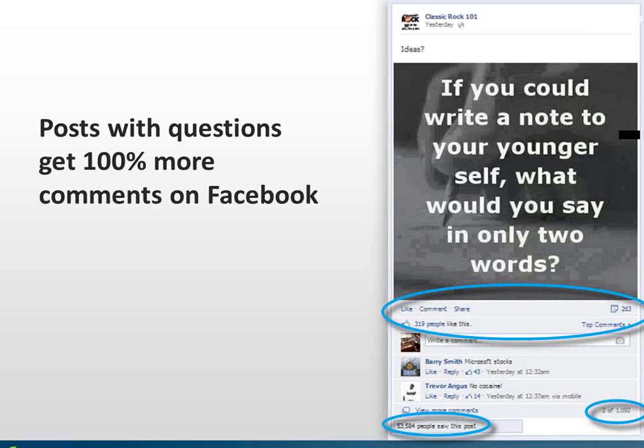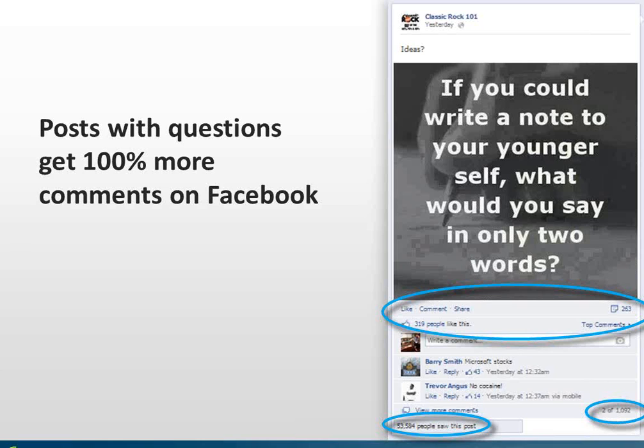Another more obvious example of two-way communication is simply to ask questions. Statistics show that posts with questions get 100% more comments than other posts on Facebook. This example here is from a rock station. They show a question that garnered well over 1,000 comments, plus hundreds of likes and shares. If you just take a look at the bottom left corner there, over 50,000 people saw this post due to the reach of being liked, shared, and commented on by the fans. So this particular post was reaching well beyond the audience of the fan page alone.